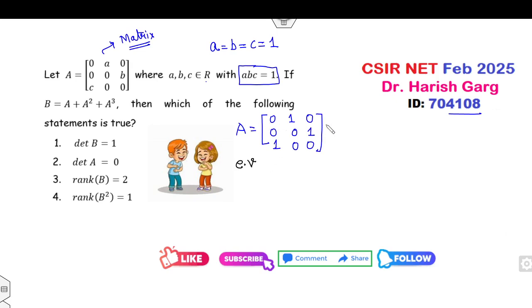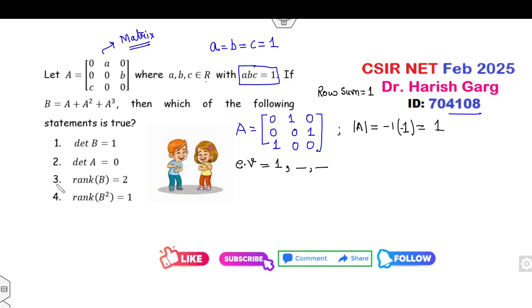Clearly, each row has the sum 1. So one eigenvalue will be 1. Now you have to choose the two eigenvalues in such a way that the trace will be 0. And can you find the determinant? What is the determinant of this? It is 1.